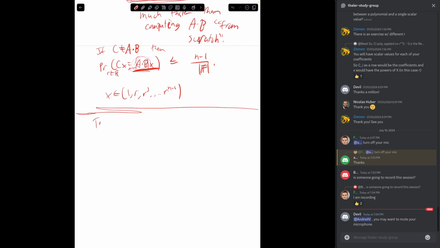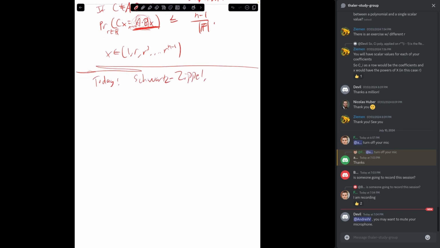So today, I want to cover the Schwartz-Zippel lemma, and I'll say what that is in a moment. I want to discuss a little bit about error correcting codes, especially something called the Reed-Solomon code and something closely related called the low-degree extension codes. Actually, sometimes these are used as synonyms for each other.